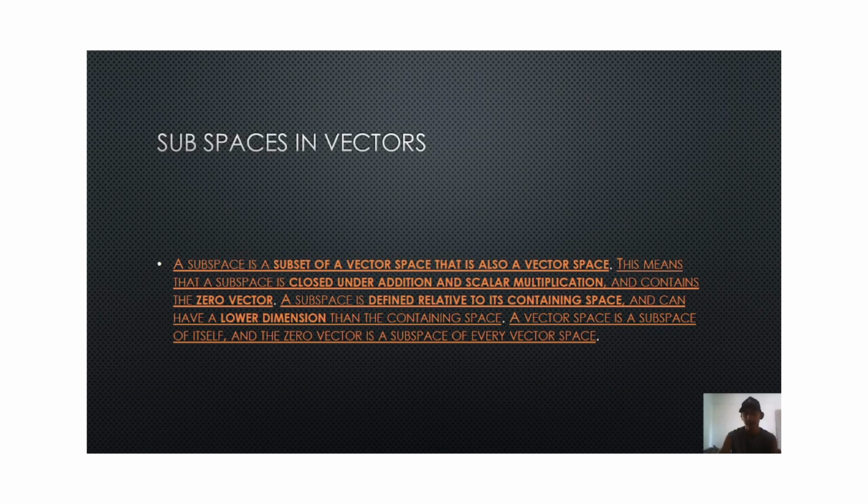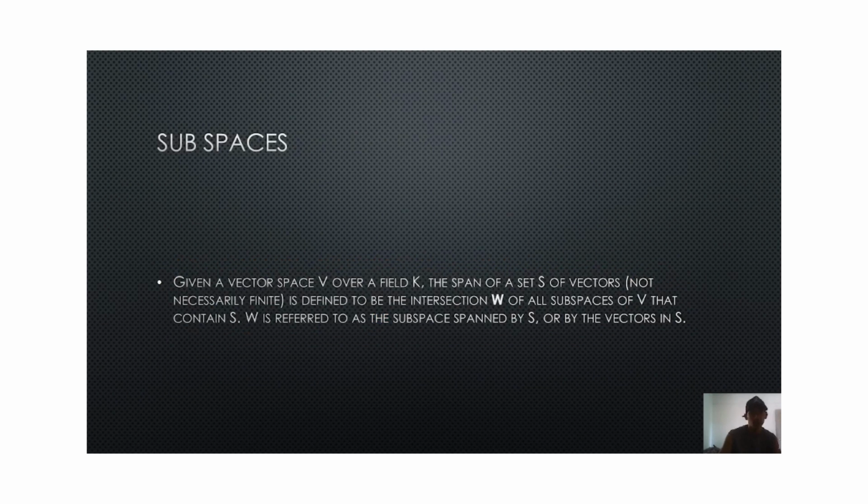A vector space is a subspace of itself, and the zero vector is a subspace of every vector space. There are many types of vectors. Null vector is also known as zero vector, and the zero vector is a subspace of every vector space. Subspaces. Okay, we are again talking about subspaces.